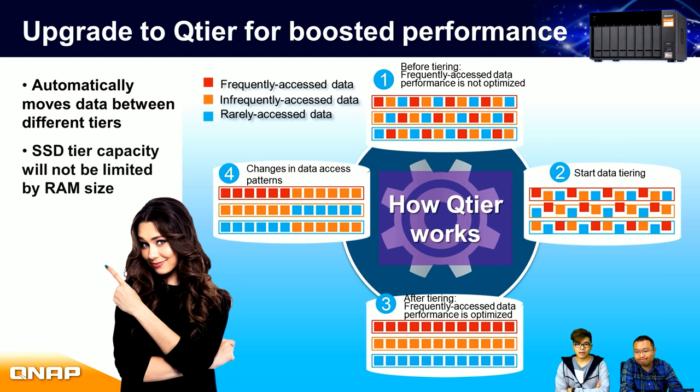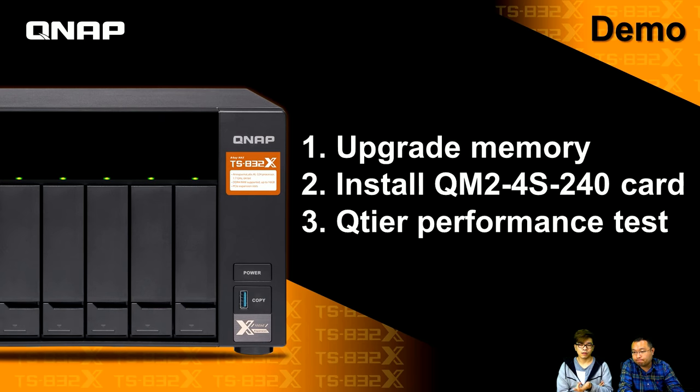So that's all. After we have talked about what kind of expansion cards you can use with this NAS, what Qtier is, and what combinations you can do, now I think it's time for us to take a look at this machine. We have just talked about how you can upgrade the RAM by yourself very easily, so we will show you how to upgrade it. The second thing is we will show you how to install your own QM2 card, USB card, or any other expansion cards from QNAP. Then we will show you the performance after you have upgraded your system to Qtier. So let's get into it.